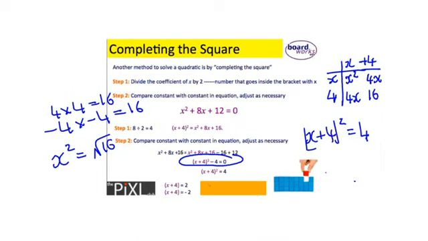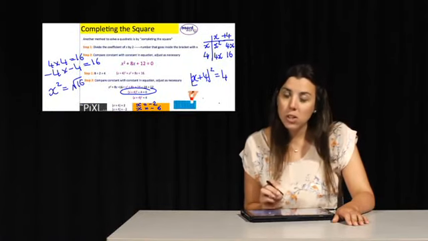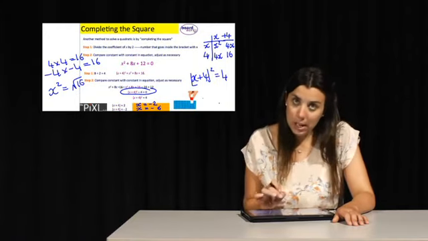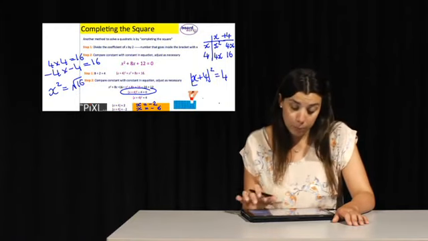So our first solution, we have x plus 4 equals 2. So in this case, x equals negative 2. Our second solution, x plus 4 equals negative 2, remember that from the square root, take away 4, we have x equals negative 6. So there are two solutions from this quadratic by completing the square.